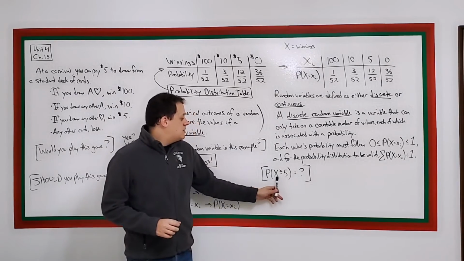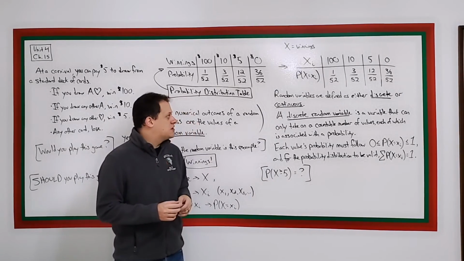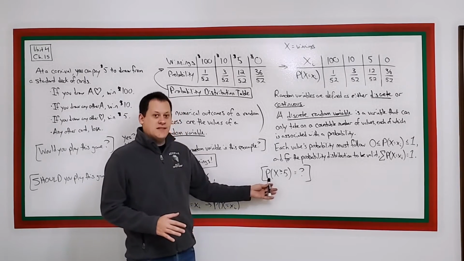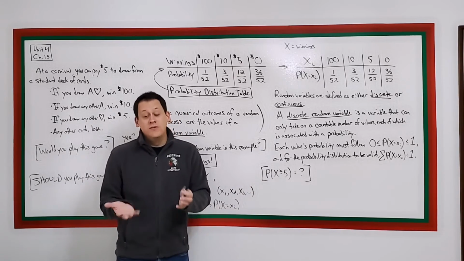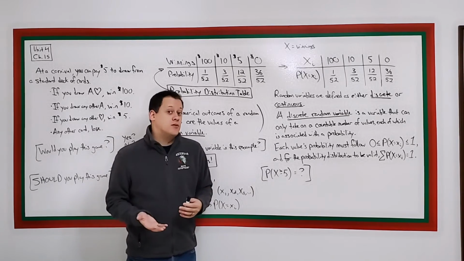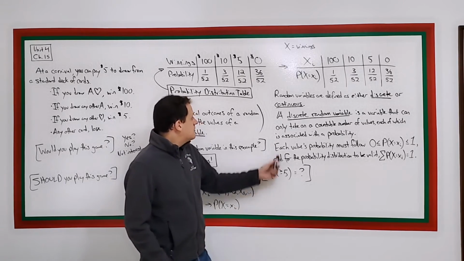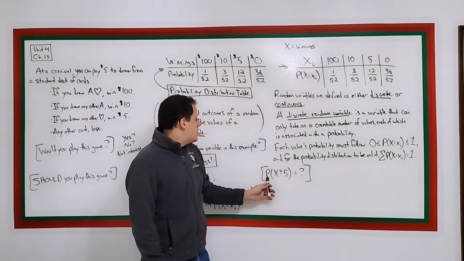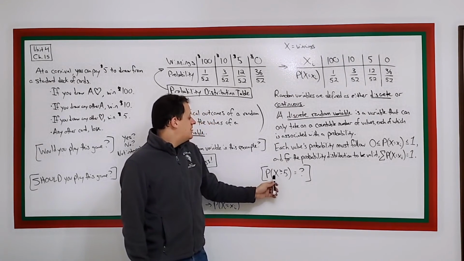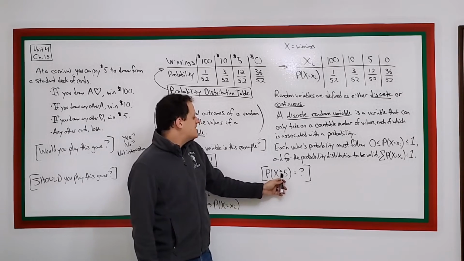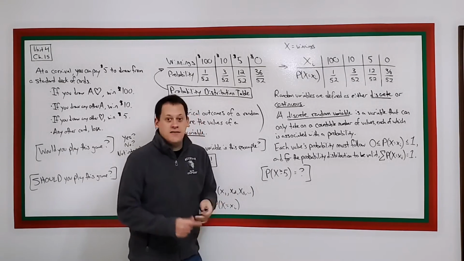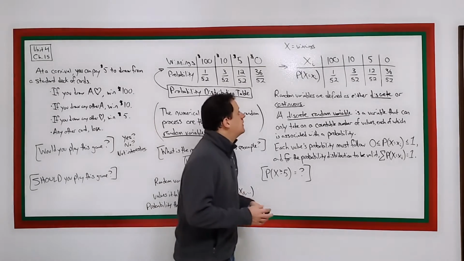Right? So to answer this question, you need to know several things. First of all, what does the P stand for? And some people don't remember. It's probability. Right? X represents the variable, which is winnings. So this is asking what is the probability that the amount of winnings is at least 5. So that would be anything greater than or equal to 5.